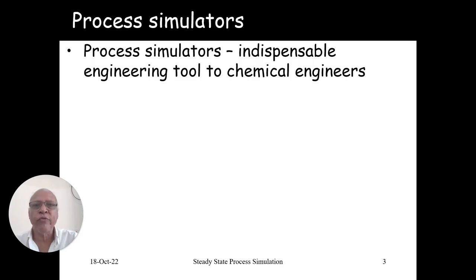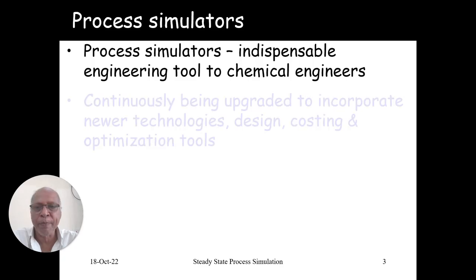Process simulators, for example, Aspen, ChemCAD, Pro2 and so on, have become an indispensable engineering tool for chemical engineers. It may not be an exaggeration to say there is no such versatile software available in any other branch of engineering which is as capable as Aspen or some of the process simulators that we have in our branch. Literally, whatever tasks a chemical engineer is expected to do, you will be able to take the help of a process simulator in discharging some of those tasks most effectively.